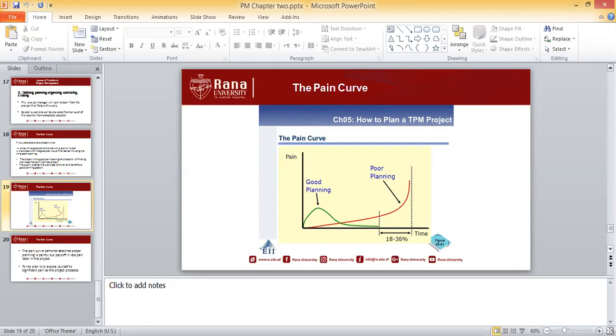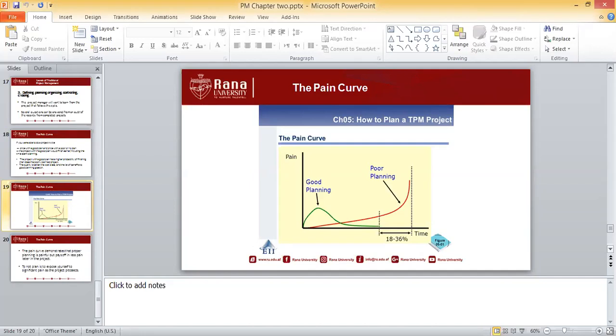Initially the pain will be great. The pain means you're going to put in your physical resources, your energy, your synergy. You go for brainstorming. You spend a lot of time on planning of the project. So initially in good planning, it is very painful and very time consuming, but you can reap the benefits in the later stages of the project management.